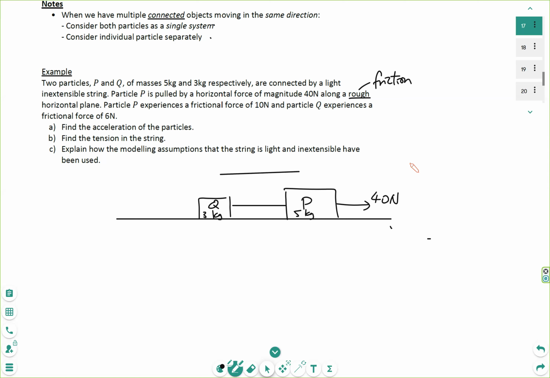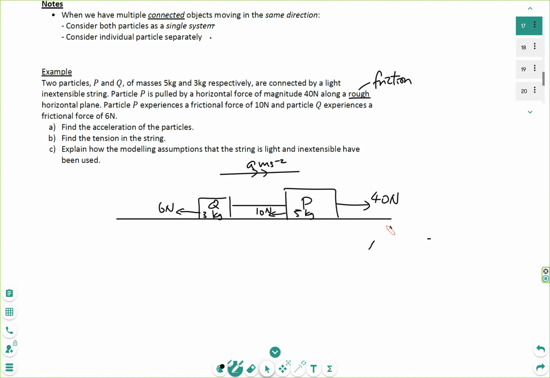Now we know both particles are going that way. How do I know that? Because they both go in the same direction. Therefore the friction must be towards the left, 10 Newtons here. And particle Q experiences a frictional force of 6 Newtons. That's fine. Find the acceleration of both particles.